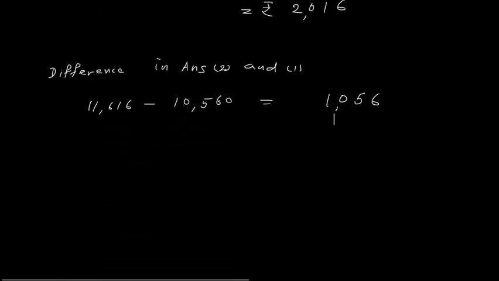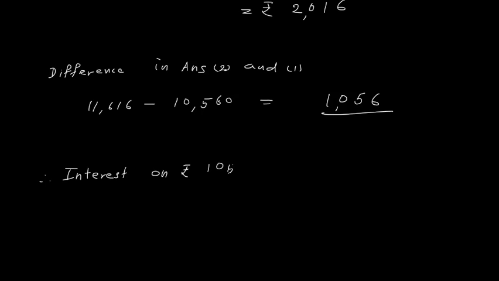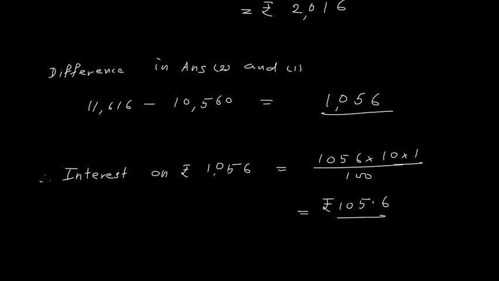Now if I find interest on this 1056, so therefore interest on rupees 1056 is equals to 1056 multiplied by 10 divided by 100. Obviously into 1 I will do. So this will give us rupees 105.6. Now this is the interest which I am earning on rupees 1056.